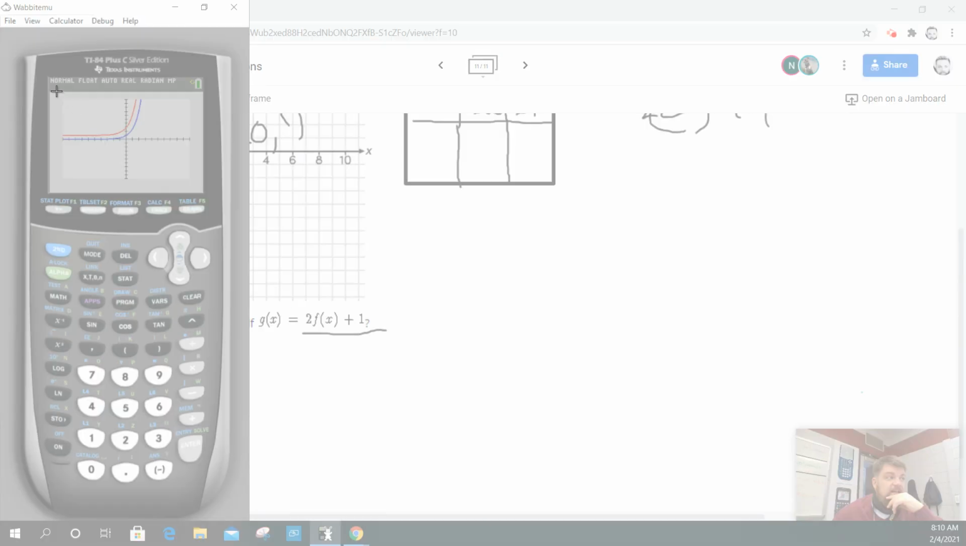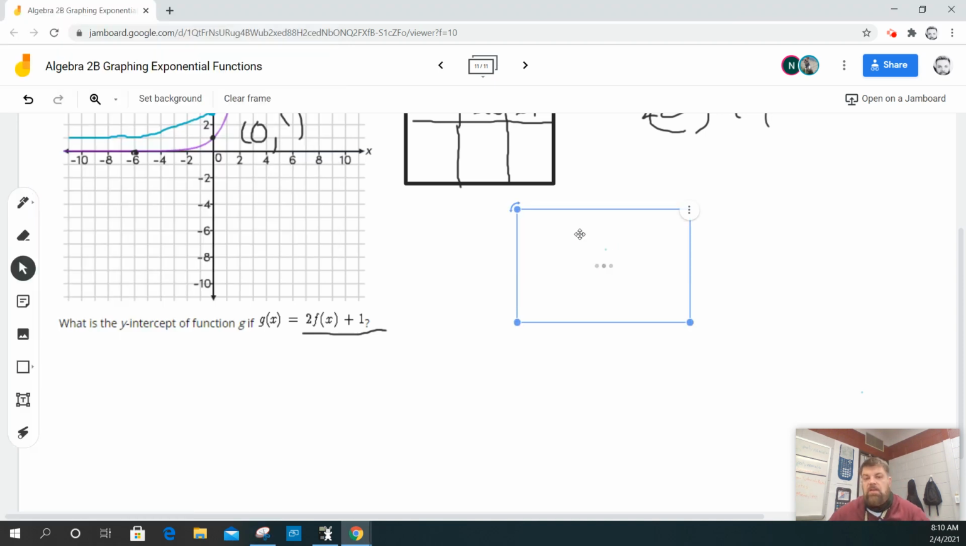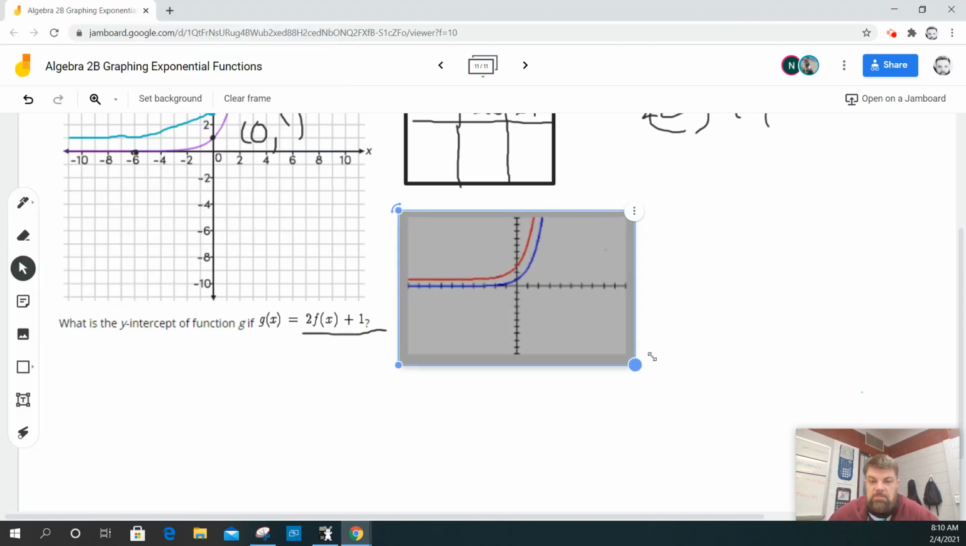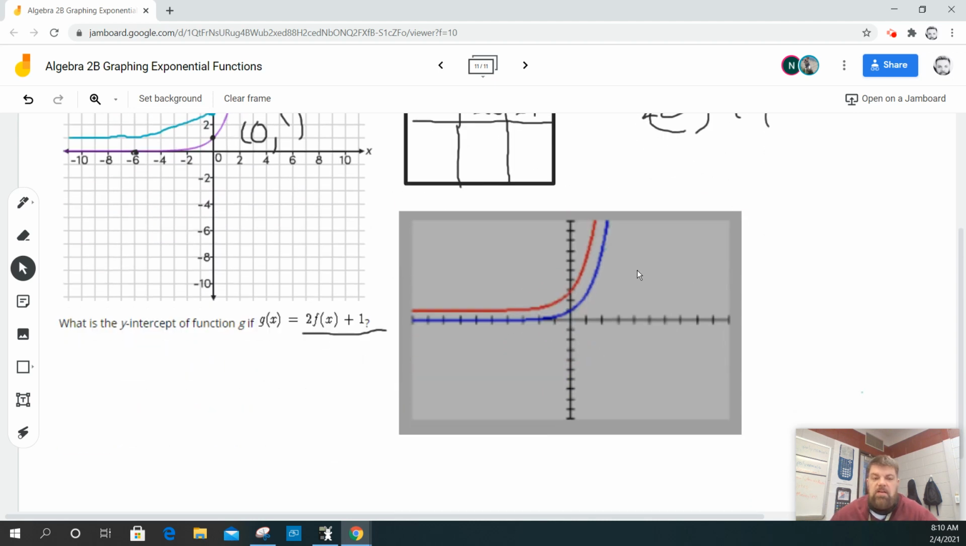And like I said, the one in red is the transformed one. Okay, so that's what it looks like, where the red one is g of x and the blue one is f of x. So this one is f of x.